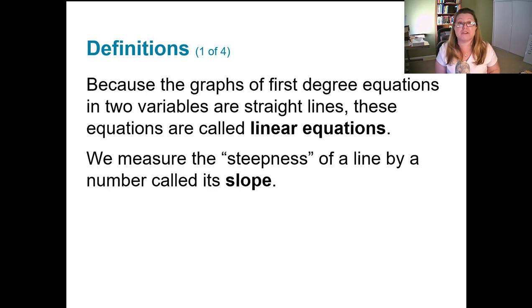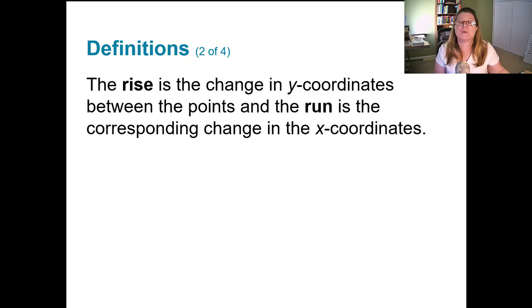Now, how we measure that line in terms of how steep it is will be called its slope. The rise, going this way, is the change in the y values, the y coordinates. And the run is the corresponding change in the x coordinates. So rise, run. And slope is really just those 2 things, the change in y over the change in x, rise over run. You may have heard it called that, rise over run, which is your slope.